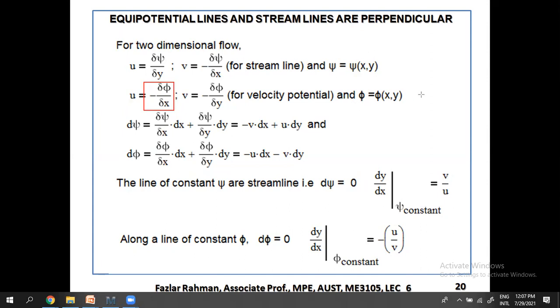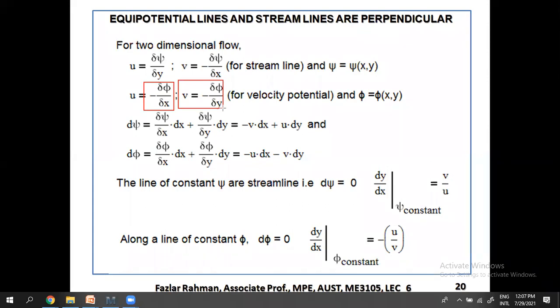Del phi by del y, put a minus sign, that will make it a negative derivative. It will give you velocity in that direction, that means along the y direction. This is coming from the definition of phi, that means the velocity potential function. And what is the definition of streamline?